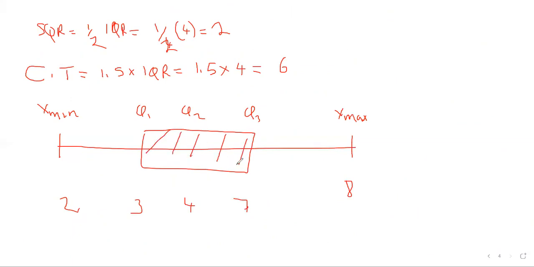And for the box-whisker plot, you can also use a correction term to adjust for outliers. On the lower bound, on the Q1, you subtract the correction term. On the Q3, you add the correction term. So on the 7, we're going to add the 6. So plus 6 will take us to what? To 13.